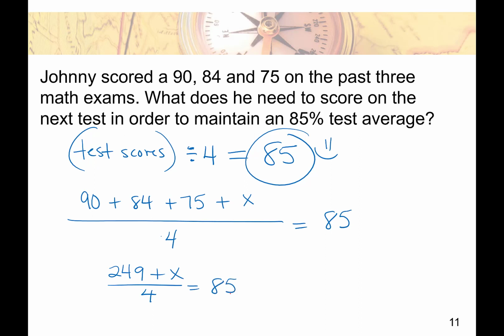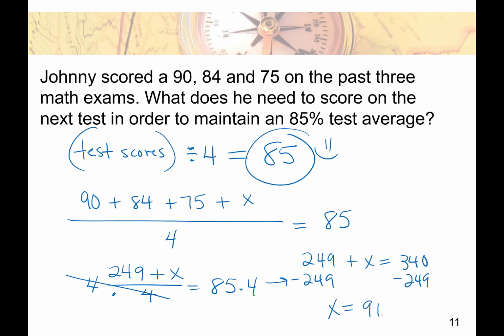And think algebra with me. We're just going to solve for x. The first thing we need to do is multiply both sides by 4, and that gives us 249 plus x equals 340, and we simply subtract 249 from both sides. x equals 91. So that 4th test needs to be a 91% in order for him to have an 85% test average.